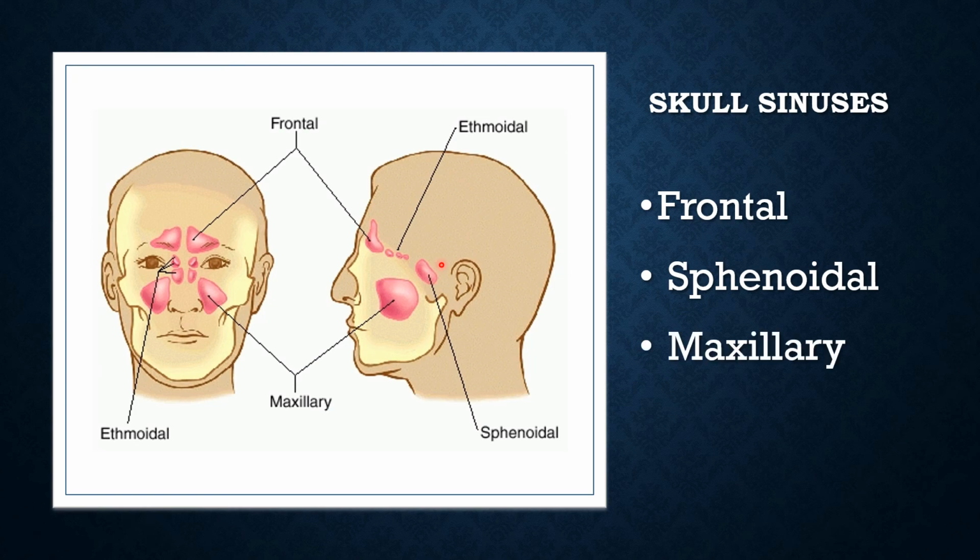The maxillary obviously pairs up with the maxillary bone, is the largest of the facial sinuses. It's pyramidal and on the cheekbone lateral to the nose. And then that just leaves the ethmoidal. And this sinus here is the nasal sinus located between the nose and the eyes.